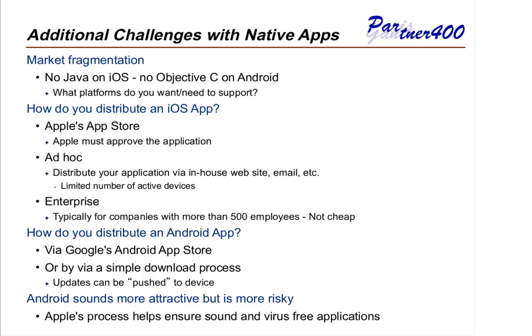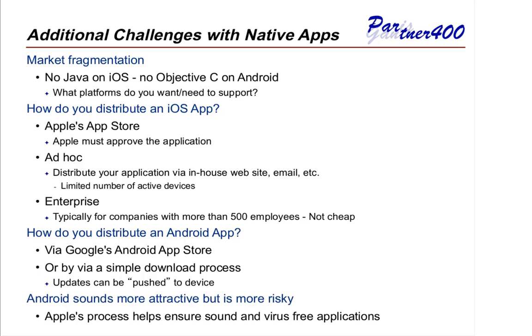The additional challenges with native apps are that there's no Java on iOS and no Objective-C on Android, although I saw recently there are some conversion suites that convert from one to the other. Distribution is an issue. iOS apps have to go through Apple's App Store, or ad hoc, but only up to about 100 active users, or you've got to pay for an enterprise license so you can deploy your own apps to iOS, and that's not cheap. It's not horrific, but it's not cheap.